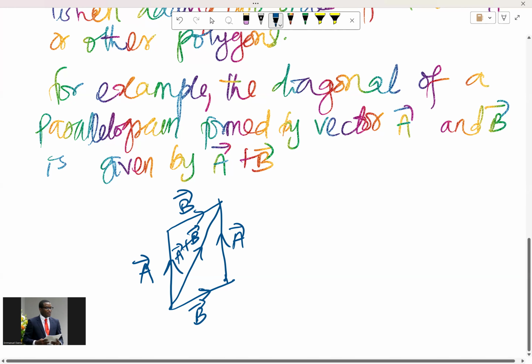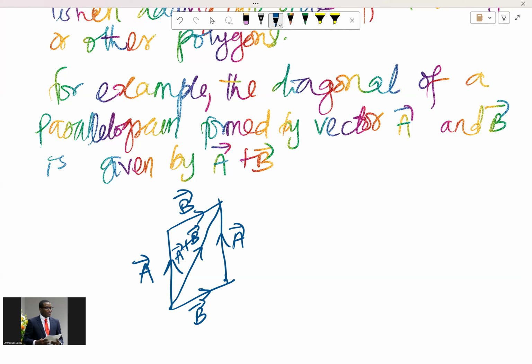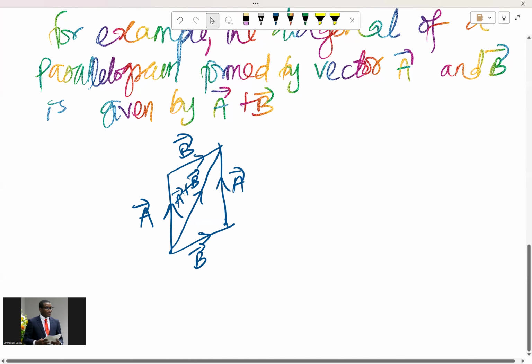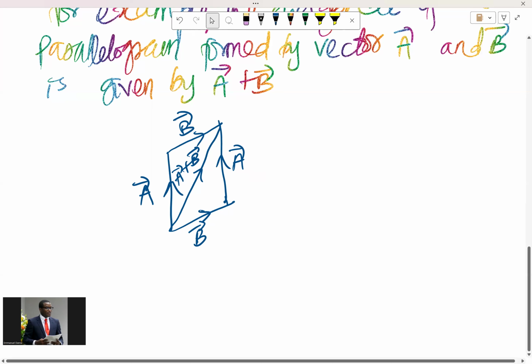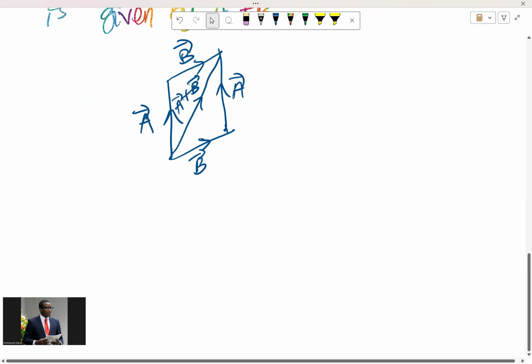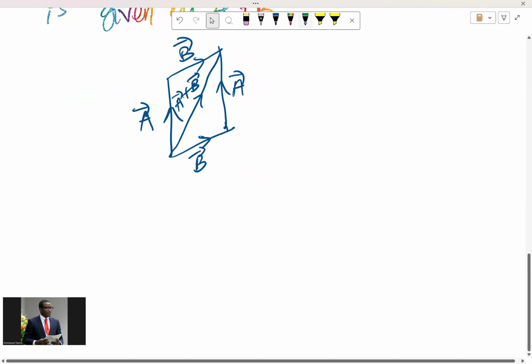So that's the idea. Vector addition can help you to find the resultant of two vectors. I think the nice concept is the idea of resultant. So let's take a practical example of this and see how it looks.